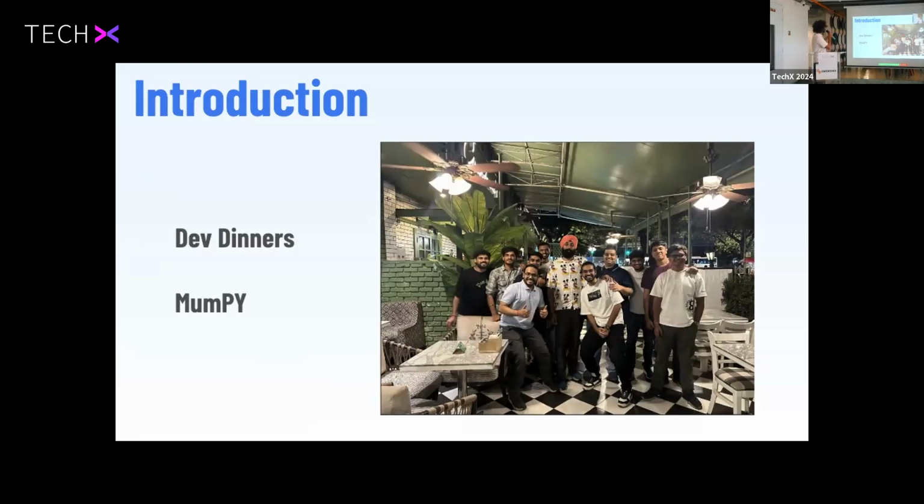So I organized something called Dev Dinners. Has anybody heard about it, Dev Dinners? Yes, one person. So Dev Dinners is basically a group of people. We come together on a single day and we sit and we chill and we eat and talk. And we don't talk about tech. How many people over here are working? What's the crowd distribution? Okay, okay.